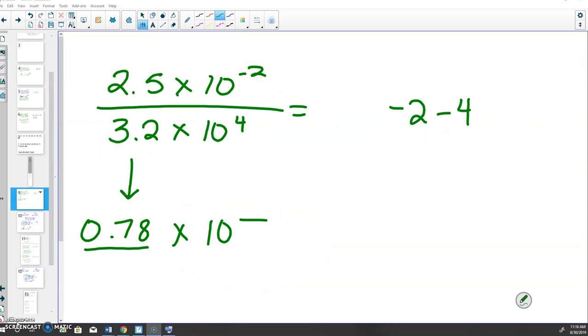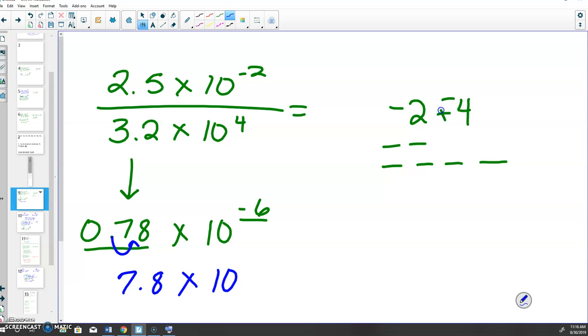So when you did 2.5 divided by 3.2, you got 0.78. And you do -2 minus 4. So this is a subtraction problem, right? Can you keep, change, flip if you want to? So if you have 2 negatives and you have 4 negatives, together you have how many negatives? -6. Is this decimal in the right spot? No. Nope, you have to move it back 1. When you move it back 1, what do you do to the exponent? Move it back one.